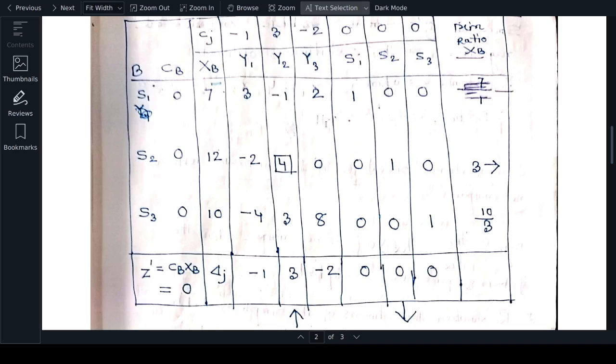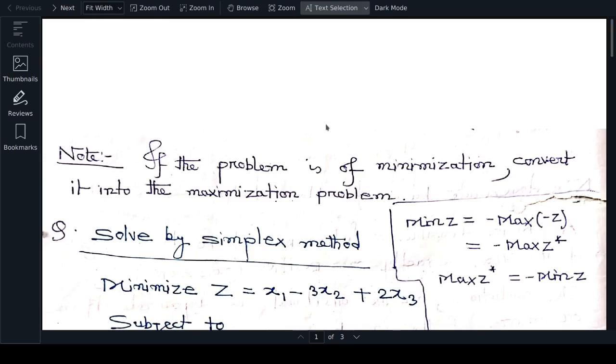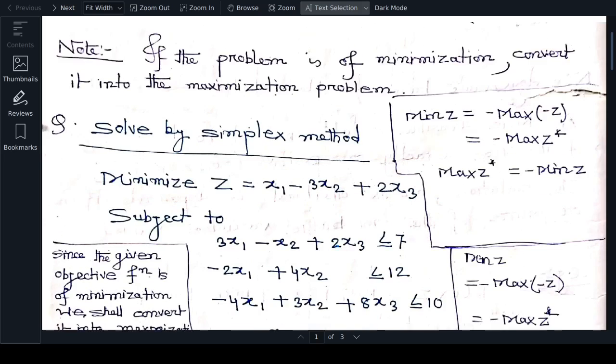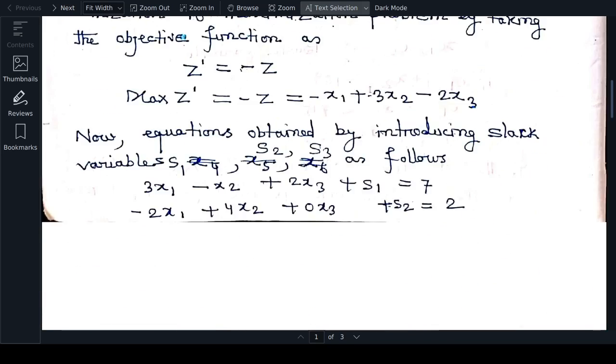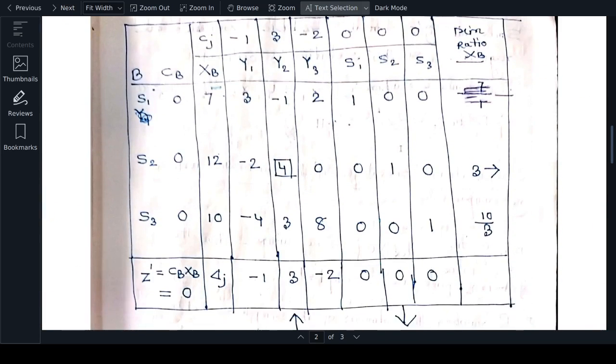Okay, so here which one is the minimum value? 10 by 3 is 3.33, and here we already got 3, so which one is less? 3 is less. So 3 is the less value. So the second row, our S2 row.